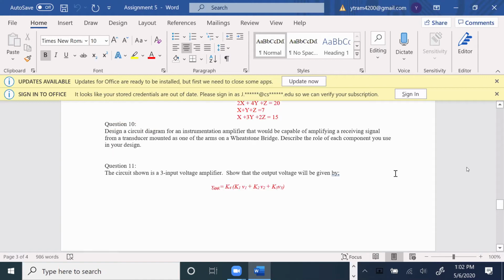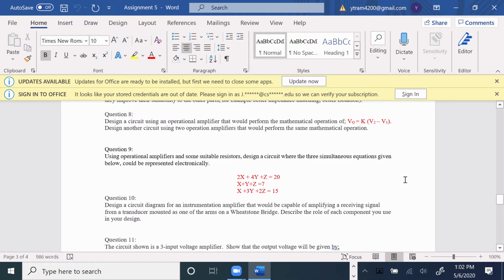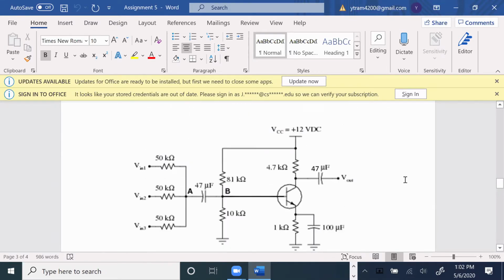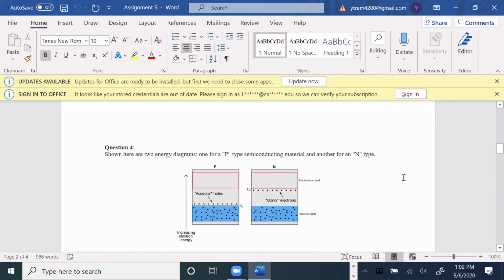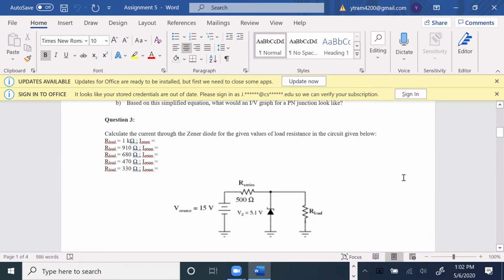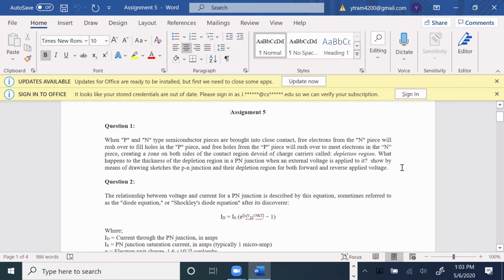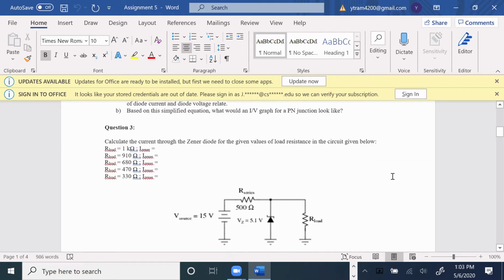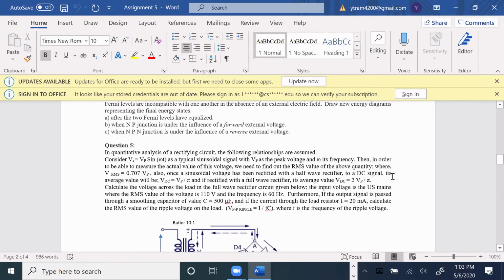assignment. So, which one was it that you couldn't do? Let me see. Not necessarily that I couldn't do it, but say part 2 for number 5, I'm not sure if I went about that one correctly at all.